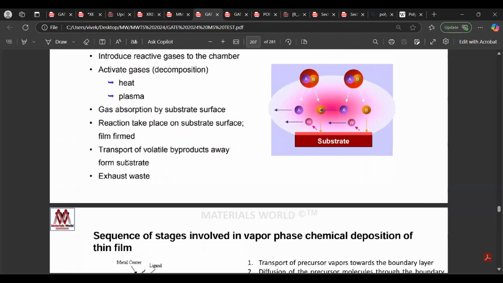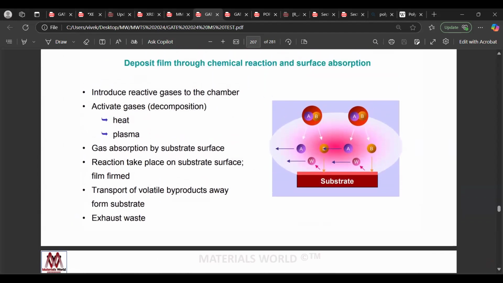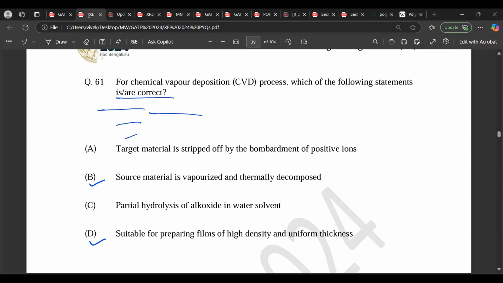Okay, this is CVD. It is saying how CVD is done. You generate the gas, you introduce the gas in the chamber, and you activate it by decomposing it using heat or plasma. So it's nothing but a decomposition. That gives your first answer. Your source material is vaporized and thermally decomposed. See, you don't need to do any rocket science.